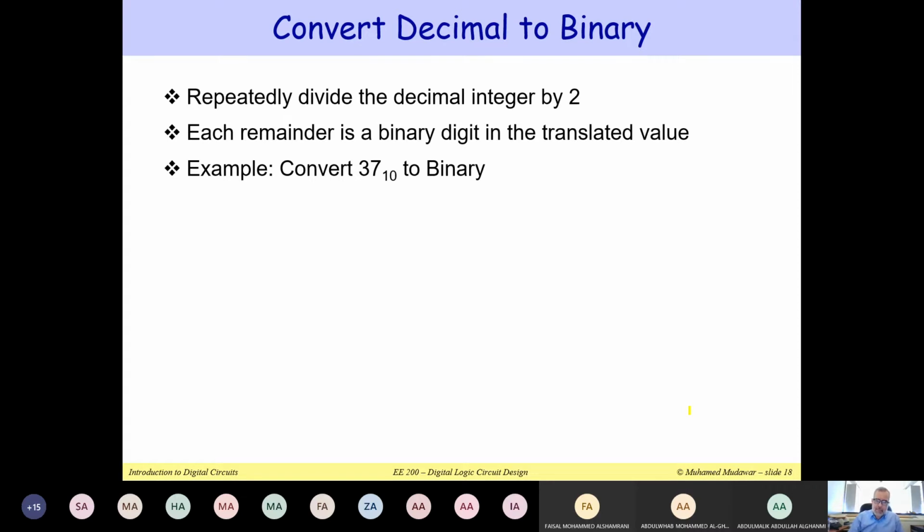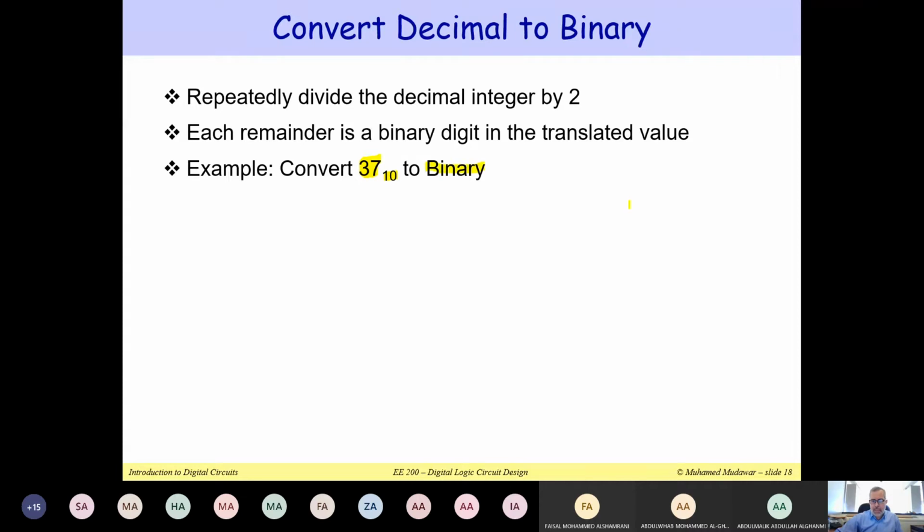Here's an example. Suppose I would like to convert 37. I'm writing here 10 just to indicate that this number here is in decimal. You don't really have to write 10 if it's in decimal because it's going to be clear, but this is just for emphasis. I would like to emphasize that this number 37 is in decimal. I would like to convert it from decimal to binary.